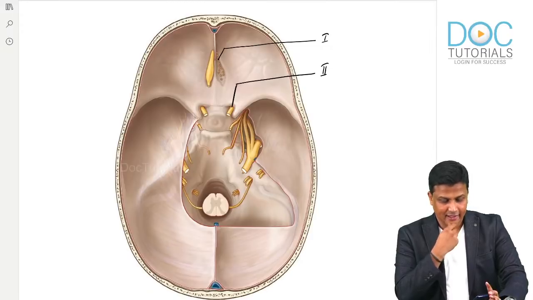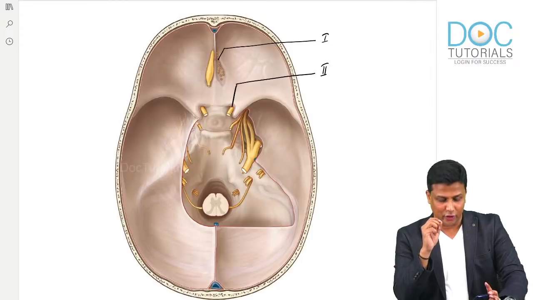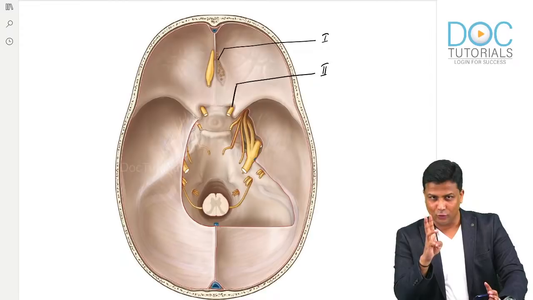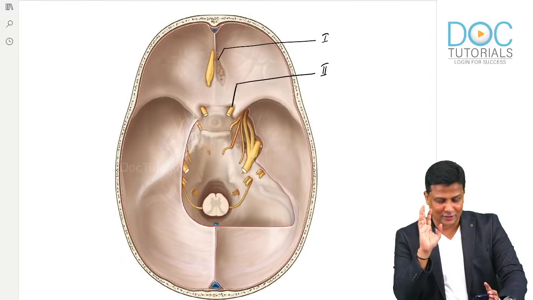Come on, which nerve has got the dorsal origin? Come on, guys. Come on, my dear friends, answer me here. I'm looking at the comments there. Out of 3rd and 4th, which is originating from the midbrain, which one has got the dorsal origin?